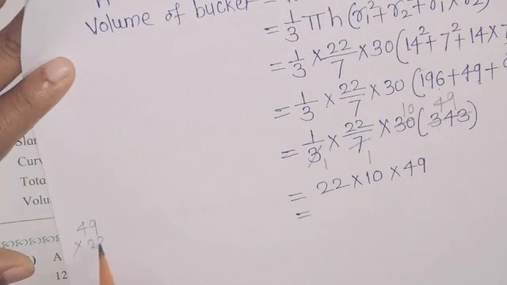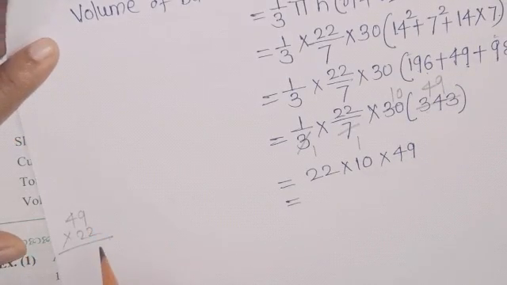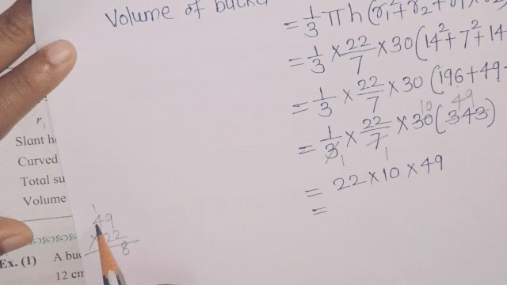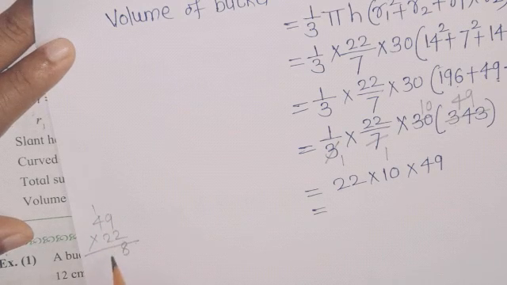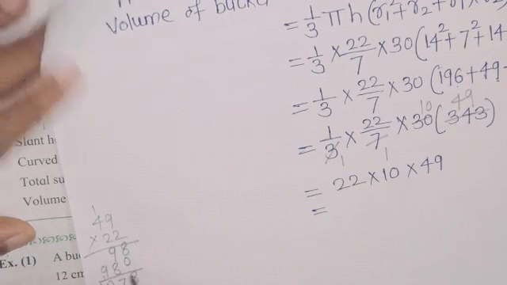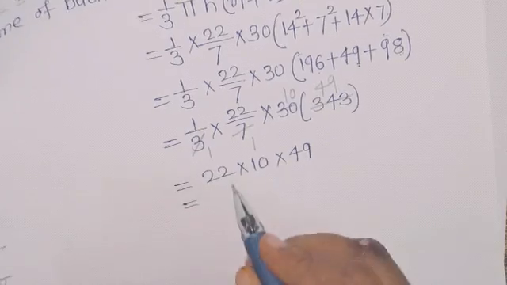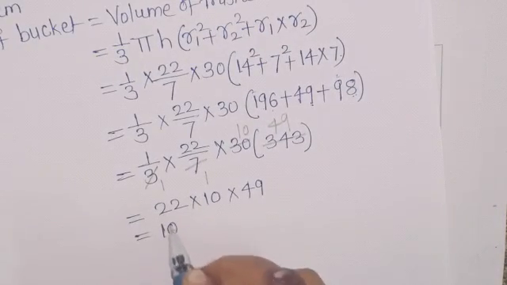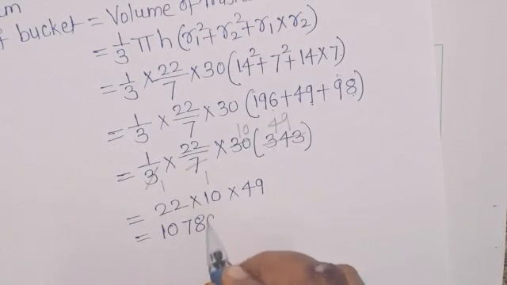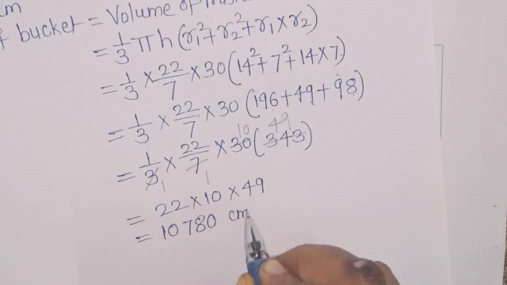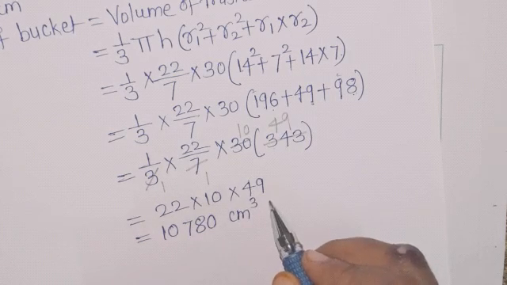49 multiplied by 22. 2 nines are 18. Carry 1. 2 fours are 8, 8 plus 1, 9. 2 nines are 18. Carry 1. 2 fours are 8 plus 1, 9. 8, 17, 10. 1078. 1078 and plus this 0. So this is the volume of the bucket.